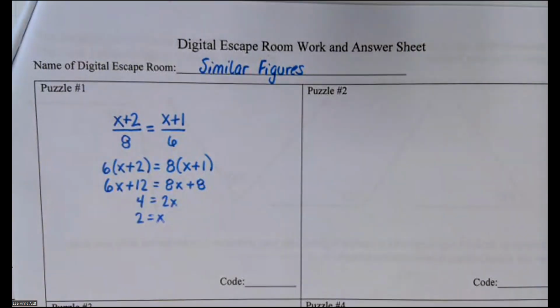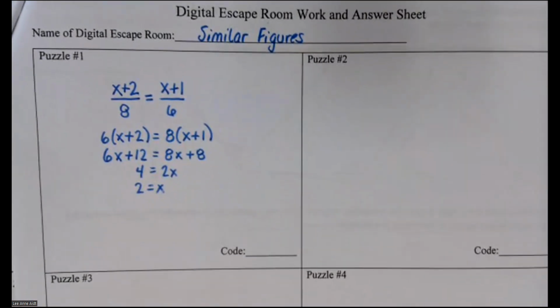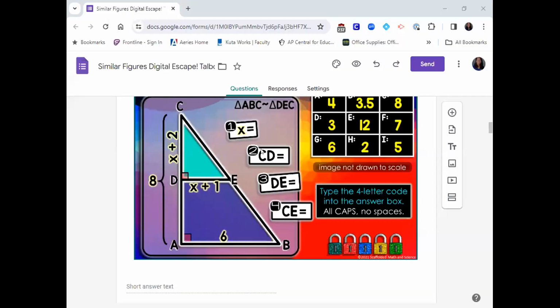Okay, I just rushed through that. Did you guys get 2? Yeah. Okay, now let's go back and look at the code real quick. I'm just trying to rush. So the code says the first letter in the code is X. Look over here. X was 2, so it's H.